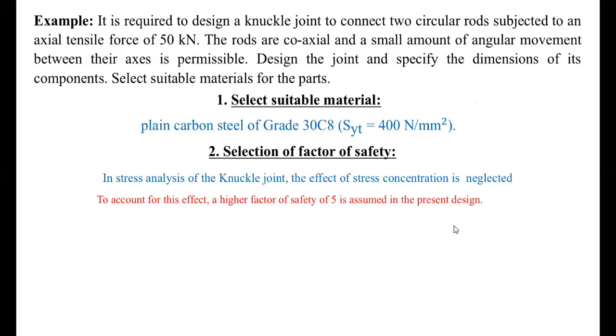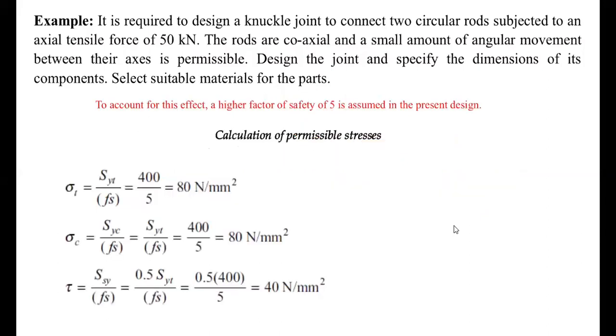Just look at this. I have selected 30C8. So the value of 30C8 yield tensile strength is this. If I select a different material, then the value will be different. So this is the yield strength. But if I take this yield strength as the final allowable stress, then that will be a problem, because we have to take the factor of safety. So that's why I've used the factor of safety 5.